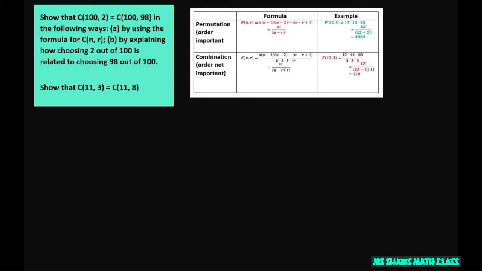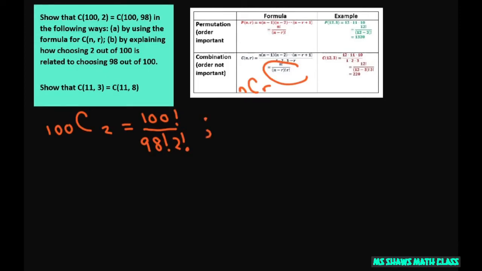Alright, so for the first part, we're using this formula. So what we're going to do is we're going to write it this way. We're going to do N choose R. So 100 choose 2 equals 100 factorial divided by 98 factorial times 2 factorial.